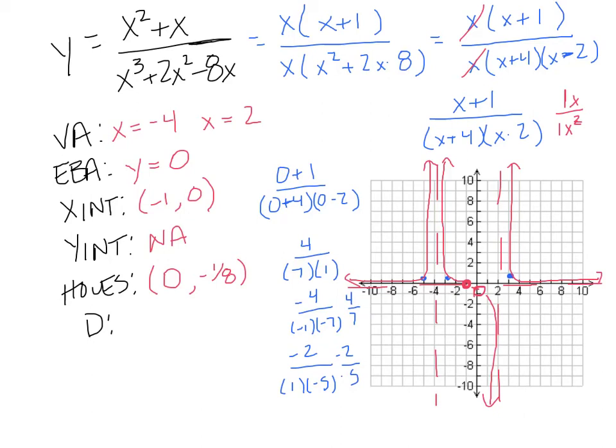If we're just focusing on domain, we can see that we start at -infinity. We stop at the first vertical asymptote. We start up again after that. We stop at the hole. We start up again after that. We stop at the second vertical asymptote. We start up again after that, and we go to infinity.